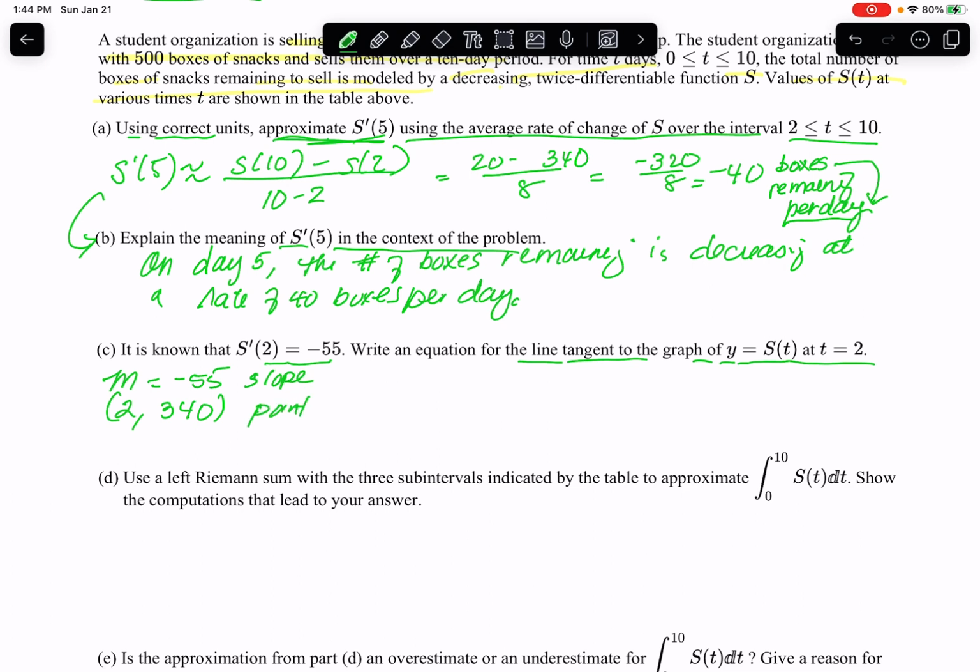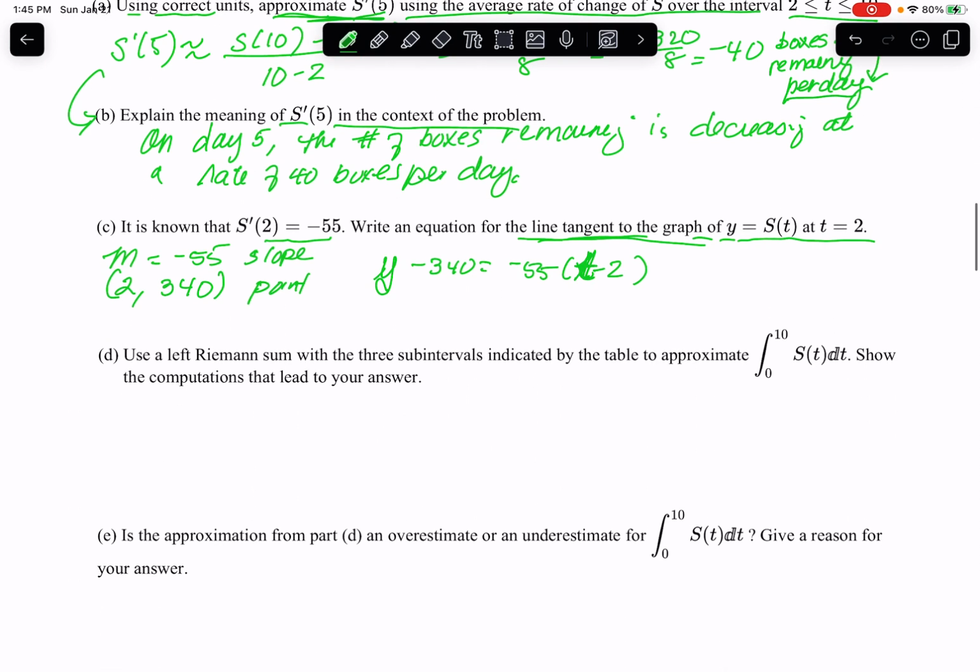So it just wants us to write the equation. So we can say y minus 340 equals negative 55 times x minus 2. Probably should be t, right? t minus 2. Let's get the right one. All right, let's see. What else?